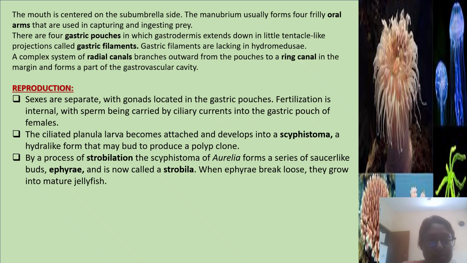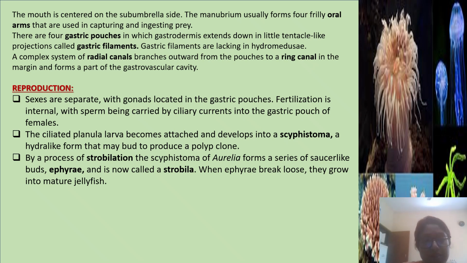There are four gastric pouches in which the gastrodermis extends down in little tentacle-like projections called gastric filaments. Gastric filaments are lacking in Hydromedusae. A complex system of radial canals branches outward from the pouches to a ring canal in the margin and forms a part of the gastrovascular cavity. Next, reproduction. Sexes are separate. The gonads are located in the gastric pouches. Fertilization is internal, the sperm being carried by ciliary currents into the gastric pouch of females.